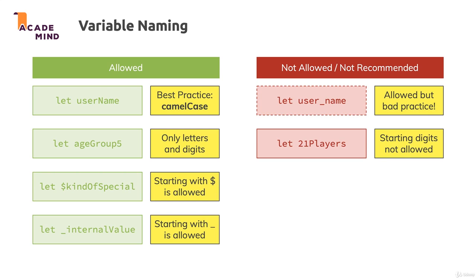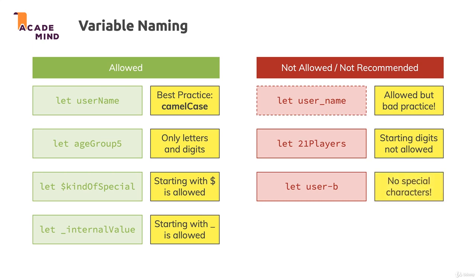Now, there also are special rules when it comes to special characters. You can use $ and underscore at the beginning of your variable or anywhere in your variable, but you must not use other special characters, neither at the beginning of your variable nor anywhere else. So dashes or white space is not allowed. The underscore is allowed, as mentioned on the left, but other special characters are not allowed no matter where you plan on using them.